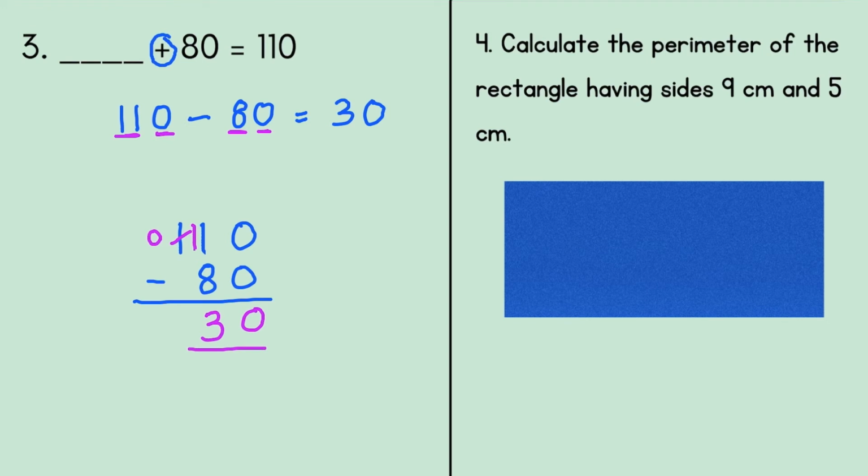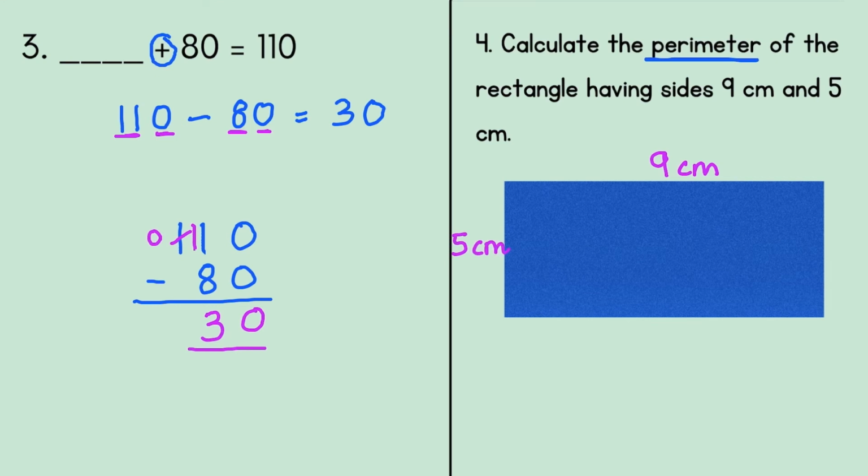Next question. Calculate the perimeter of the rectangle having sides 9 cm and 5 cm. What is the meaning of perimeter? Perimeter means the distance around the shape. So to find the perimeter, you need to add the length of all the sides. Now in our question, we have that the sides are 9 cm and 5 cm.